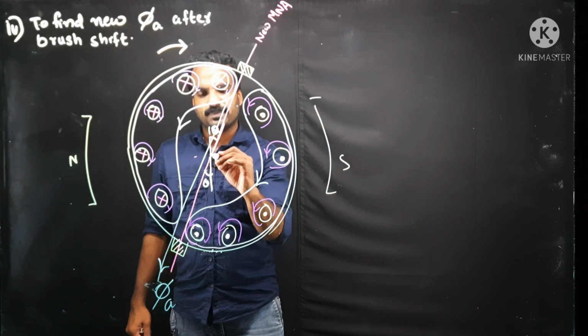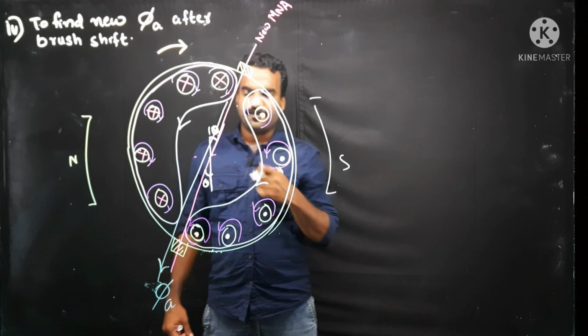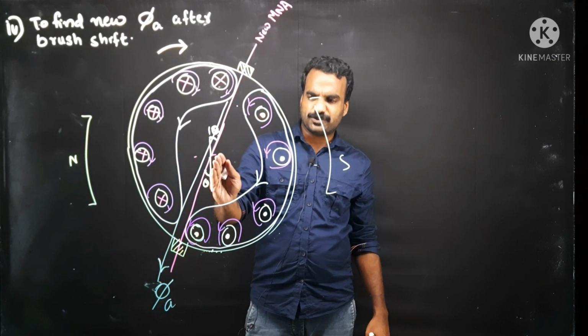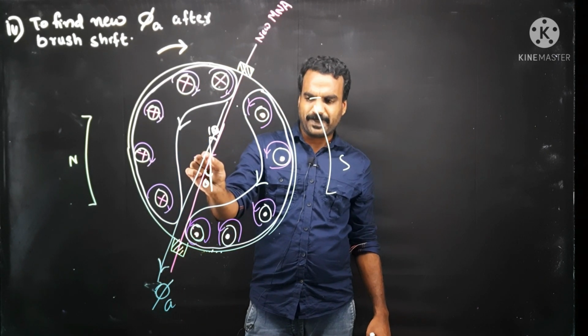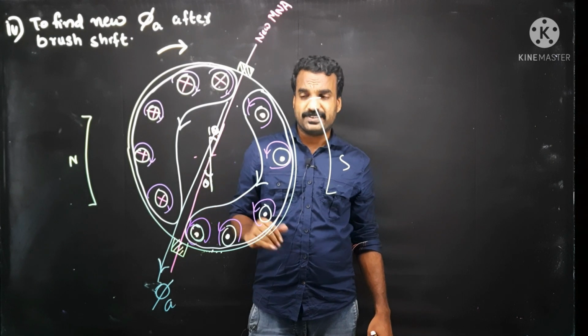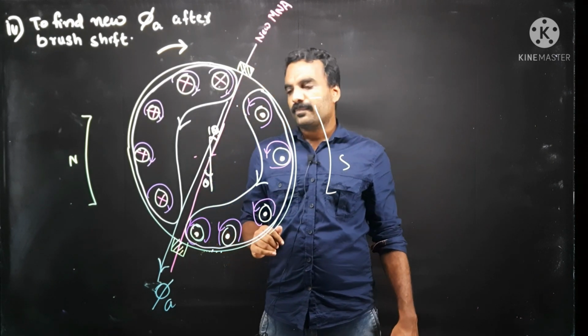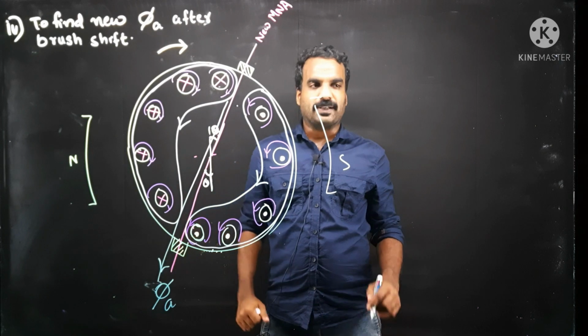Actually, you have to draw it in the center. It should pass through the origin. For simplicity, I have shifted it a small space in order to get clear visibility. So this is the net flux.